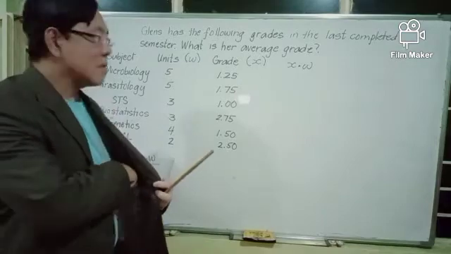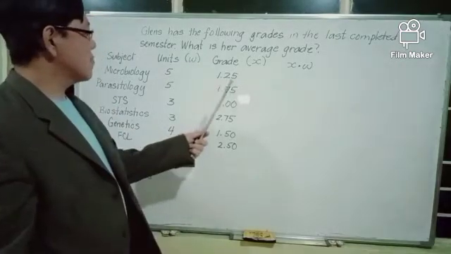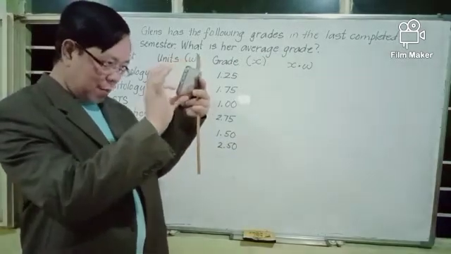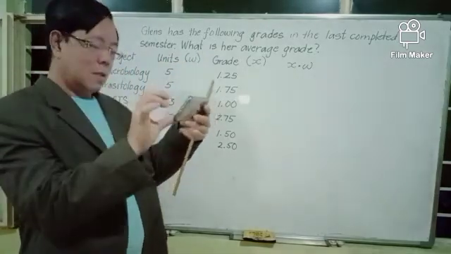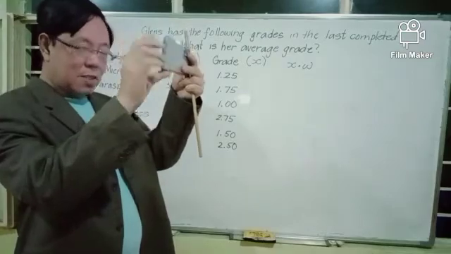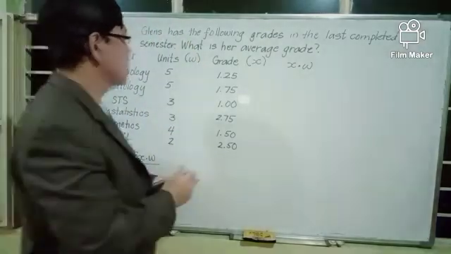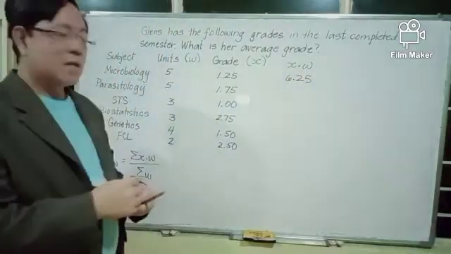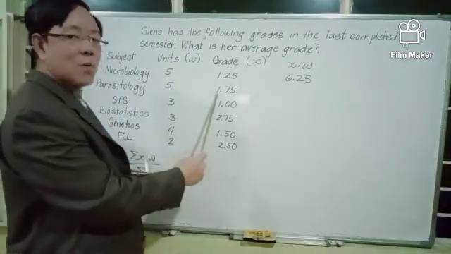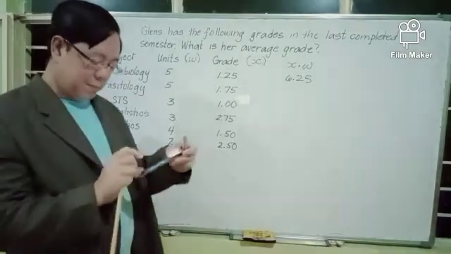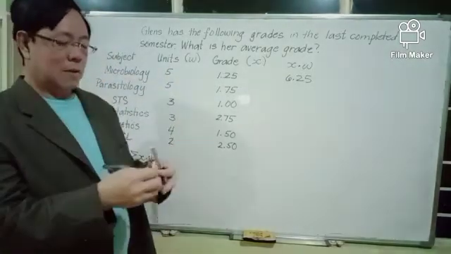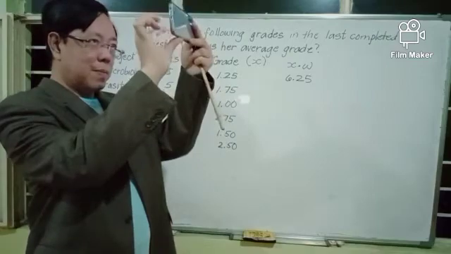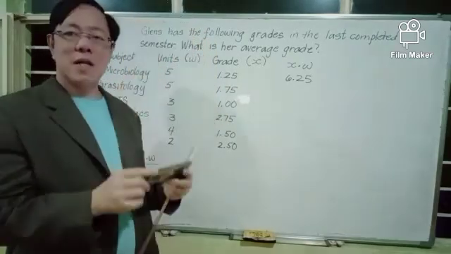And we multiply, we have 1.25 multiplied by 5. Use your calculator, 1.25 multiplied by 5 is 6.25. For the second product, we multiply 1.75 by 5. Use your calculator, multiply 1.75 by 5. You should get 8.75.